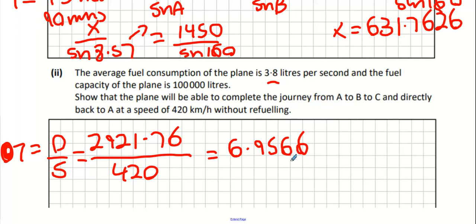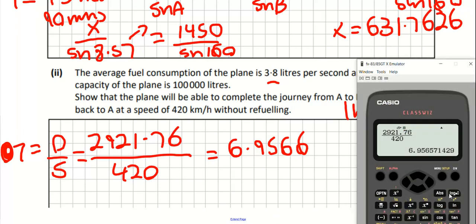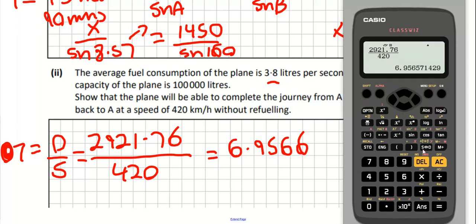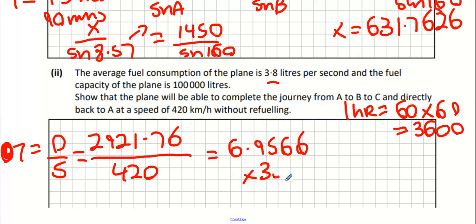Now, that's in hours, okay? I need this in seconds. Now, 1 hour is 60 minutes, and each minute contains 60 seconds. So I'm going to have to multiply this by 3,600. So once again, I've rounded off a little bit, so it's going to be 6.9566 multiplied by 3,600. What do I get? 25,043.76.